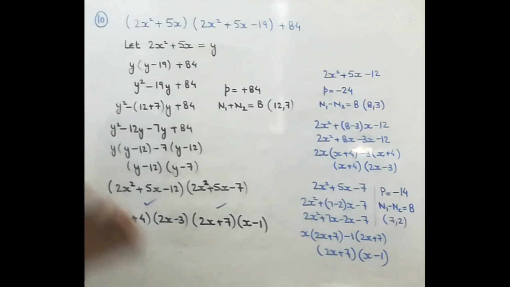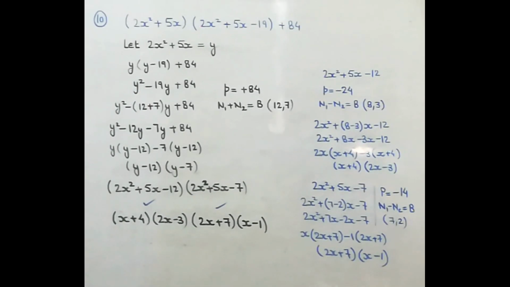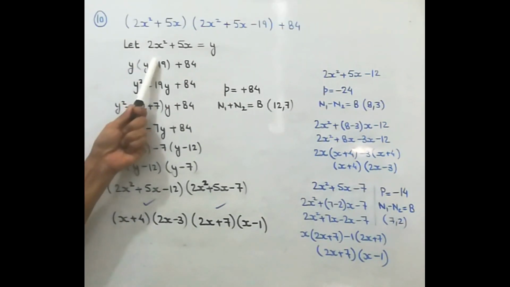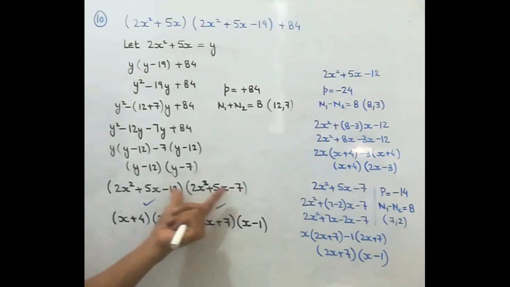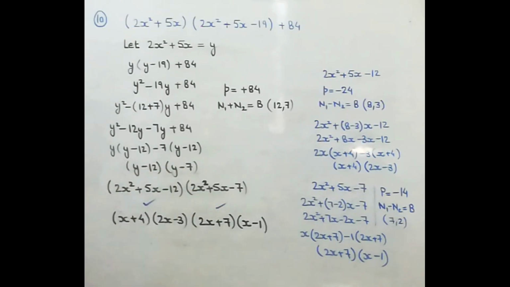So see, from the starting what we did, first of all, the expression given to us had 2x square plus 5x in two places here. So we replaced it by y. Then the expression is in this form, ax square plus bx plus c. So we factorized it, and when we factorized it, we got these two results. Now these two are also trinomials, so we have to check whether they can be factorized further or not.